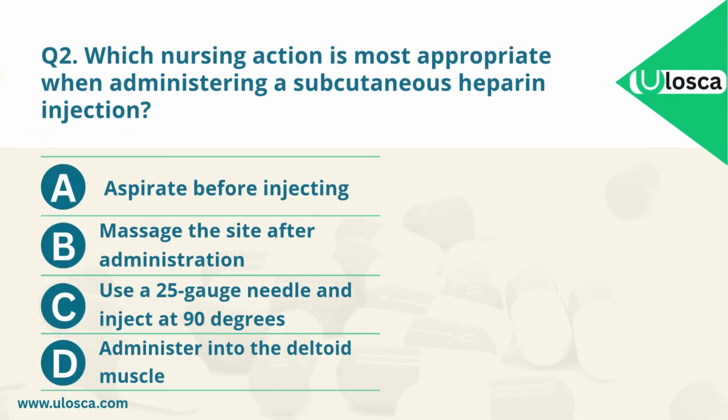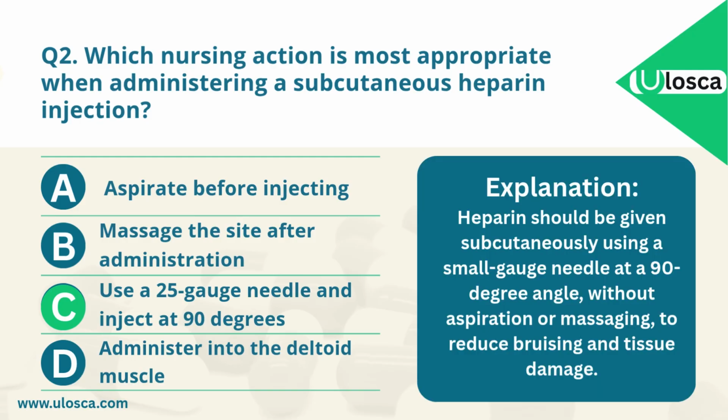The correct answer is C. Use a 25-gauge needle and inject at 90 degrees. Explanation. Heparin should be given subcutaneously using a small gauge needle at a 90-degree angle, without aspiration or massaging, to reduce bruising and tissue damage.